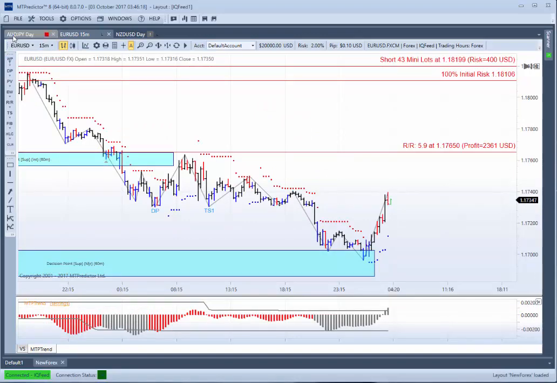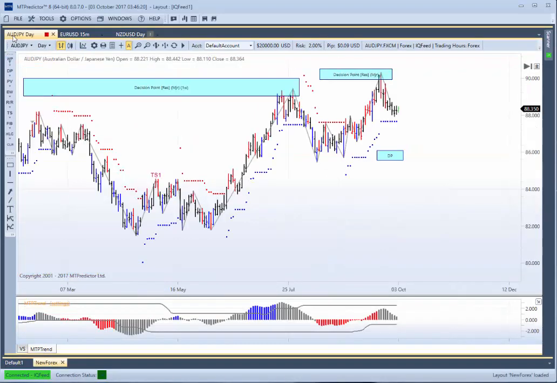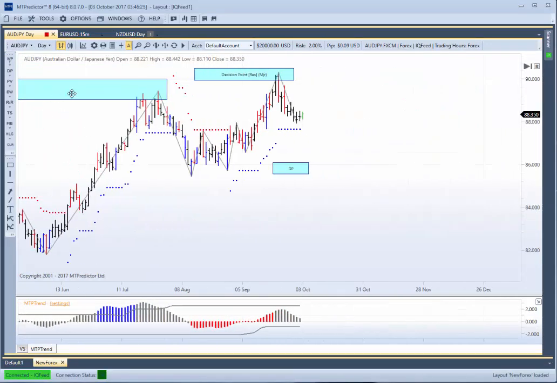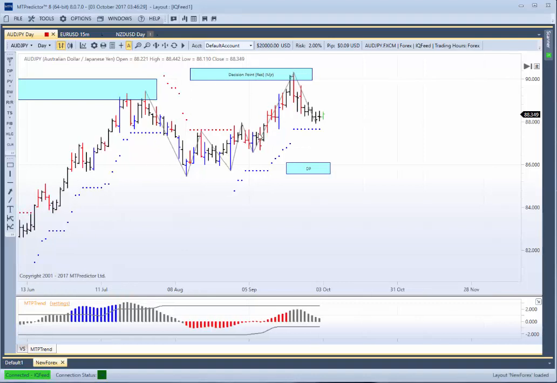Very quickly, I'll have a look at another example that's currently unfolding. This is on the Australian dollar Japanese yen, slightly longer time frame. Here our longer time frame analysis is on the daily chart, and you can see how the Australian dollar Japanese yen came up and made a high at our DP resistance there. So that would be a nice area for a high to come in.